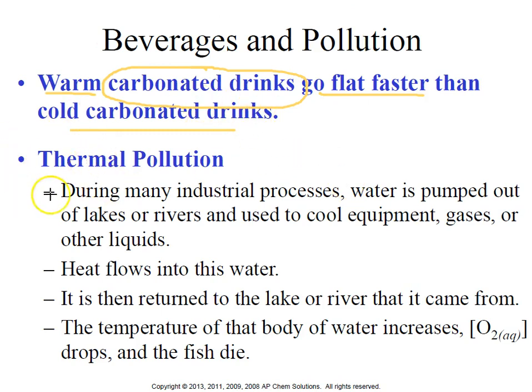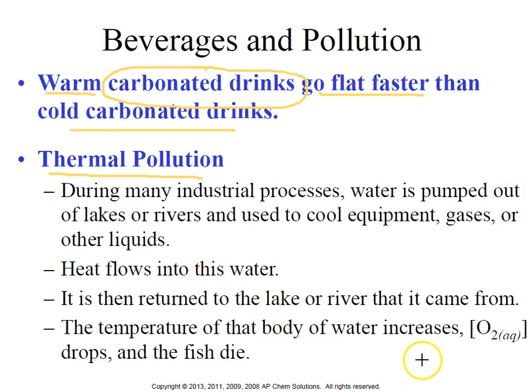All right. Also of importance to our lives is something called thermal pollution. During many industrial processes, water is pumped out, and the water can be clean, right? And so it's coming out of the lakes or rivers. It's used to cool equipment, and then the water, it's not dirty water, is put back into the lake. And so they think, no problem, there's no harmful chemicals dissolved in it, nothing like that. So what's the big deal about pumping warm water back into the lake?